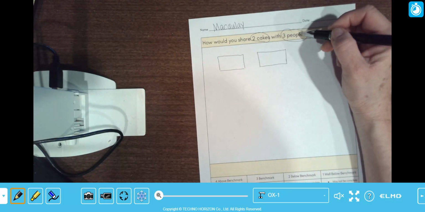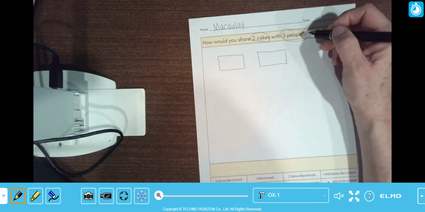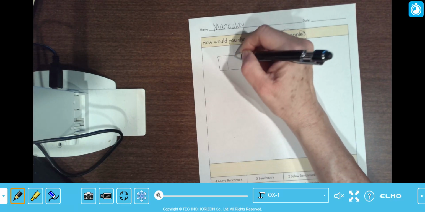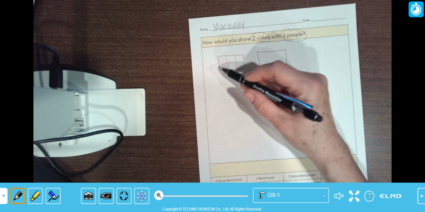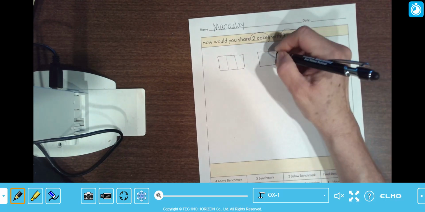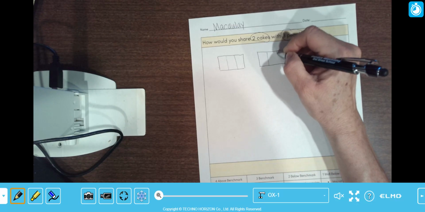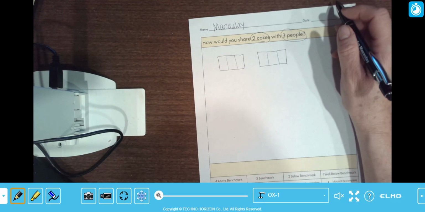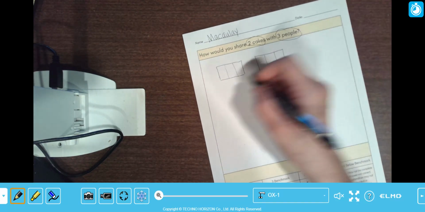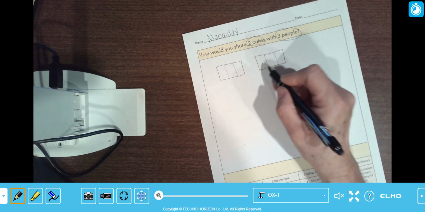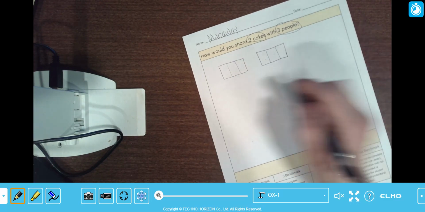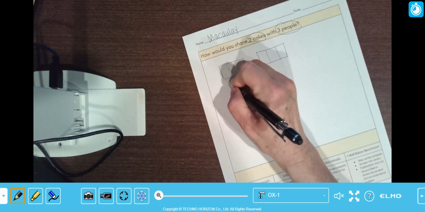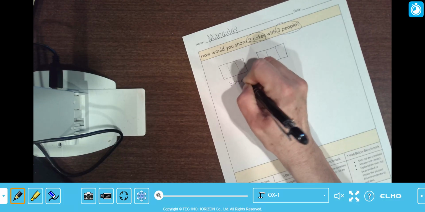Okay, so if we want to share them with 3 people, we got to share them equally, correct? They each have to have the same amount. So let's see. Okay, that looks about equal, right? Each piece is about the same size. Okay, same thing. Each piece is about the same size. Okay, so this is thirds and this is thirds, right? Thirds means 3 equal pieces. This is 3 thirds. 3 equal pieces.